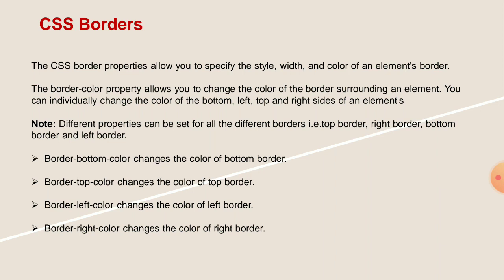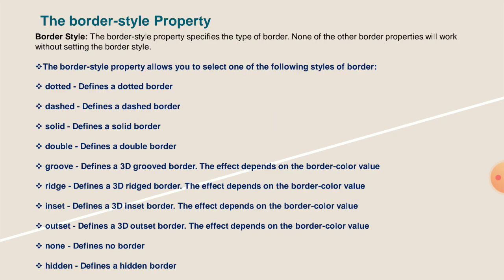So border-bottom-color changes the color of the bottom border. Border-top-color changes the color of the top border. Border-left-color changes the color of the left border. Border-right-color changes the color of the right border.